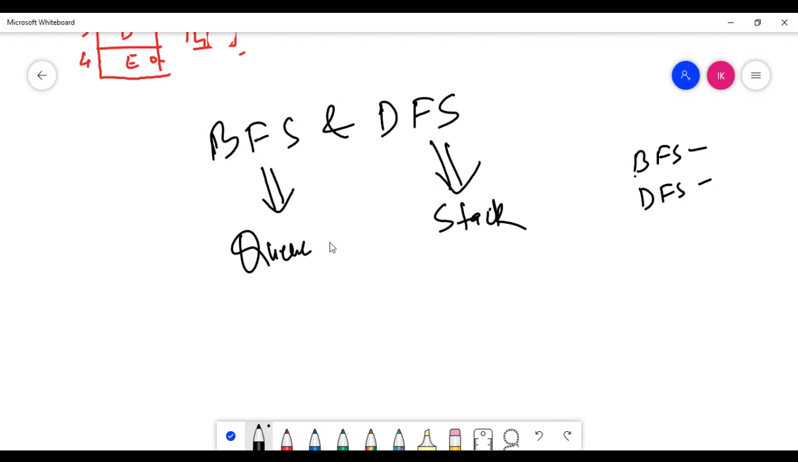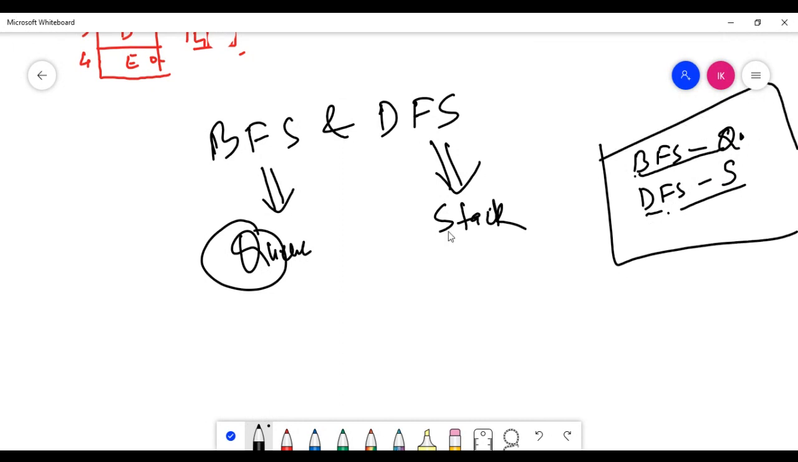Now in BFS, queue is first, and in DFS, stack is first, queue is second... rather, stack is second. You can see B first, Q first, D second, S second. Like this, remember. Don't forget. B first, Q first, D second, S second. Sometimes a student forgets and writes stack for BFS and queue for DFS. Understand? So this way you remember BFS, Q, DFS, stack.